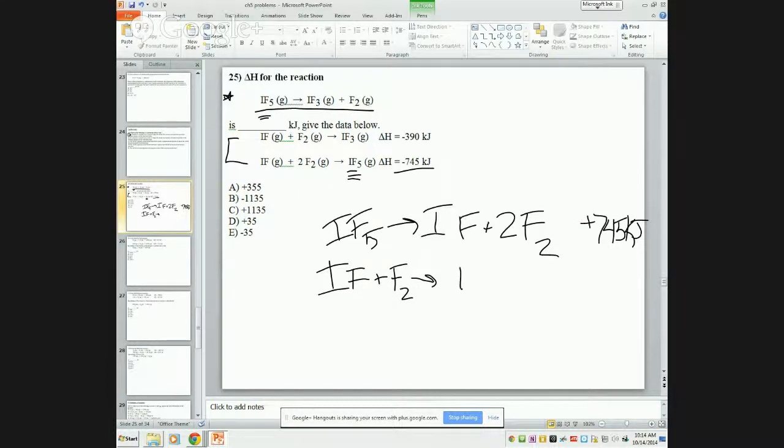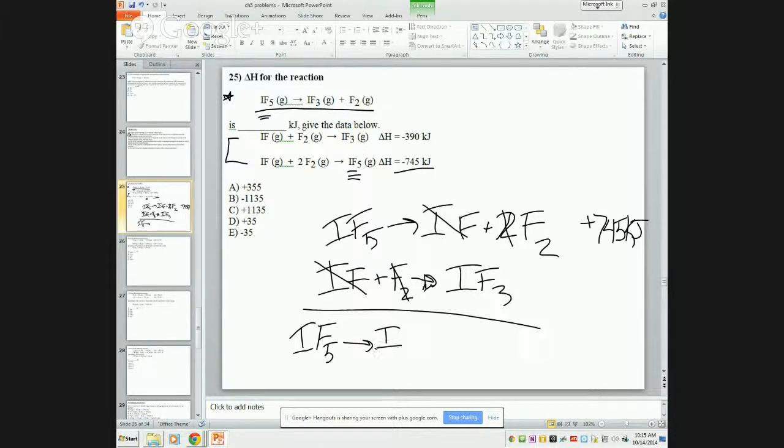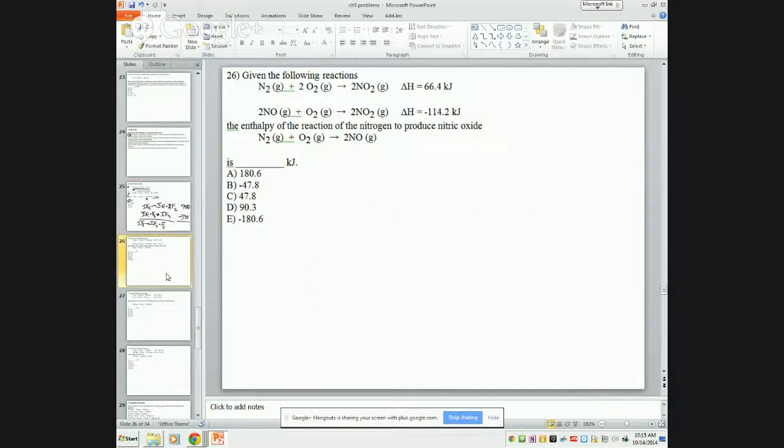One of these F2s cancels out one of these F2s, so I'm left with just one. The IF and the IF cancel out because they're on opposite sides of the equation, and I'm left with the reaction which is what I wanted. So since I didn't have to do anything to that first reaction, I just take that delta H, add them up together, and I should get choice A. That's it.